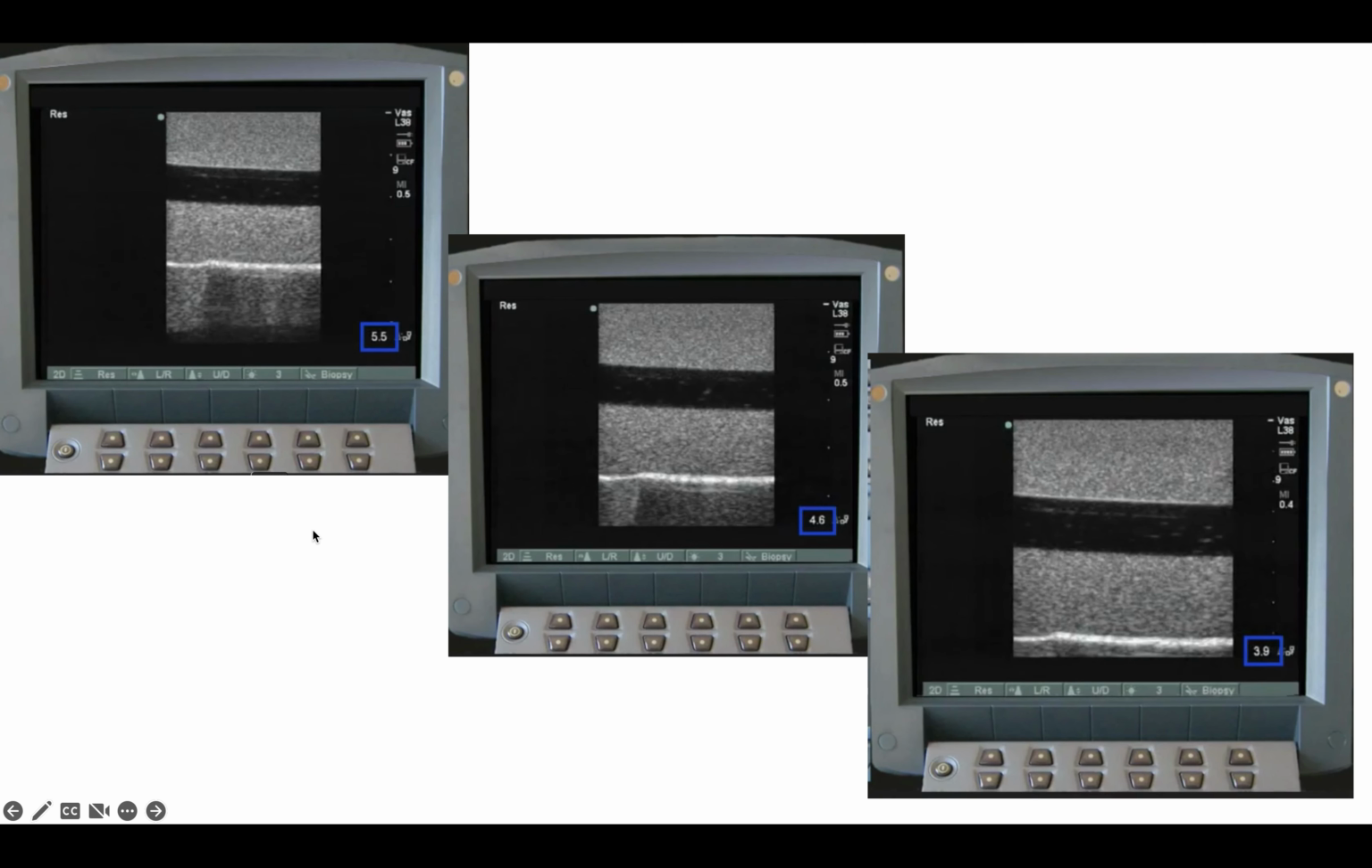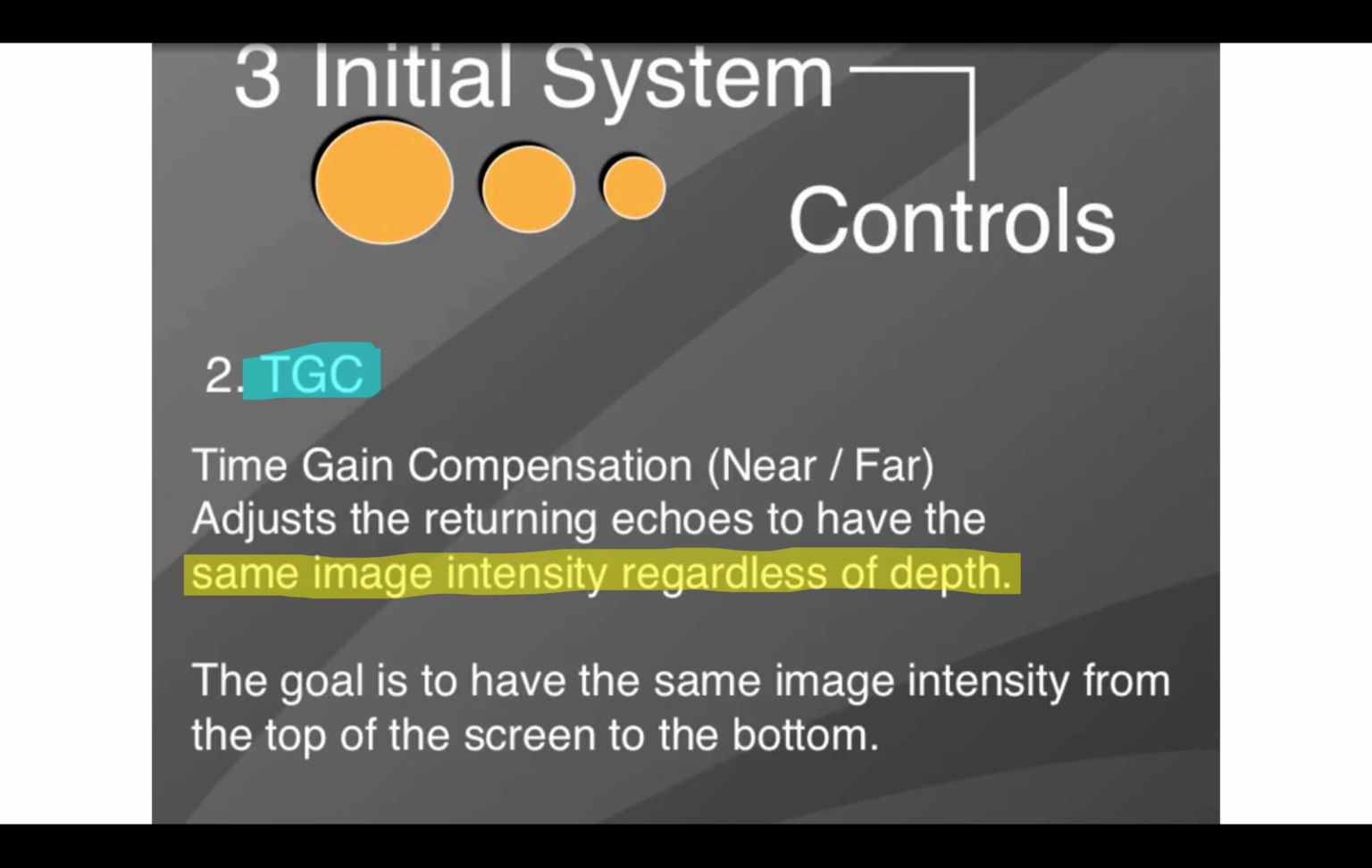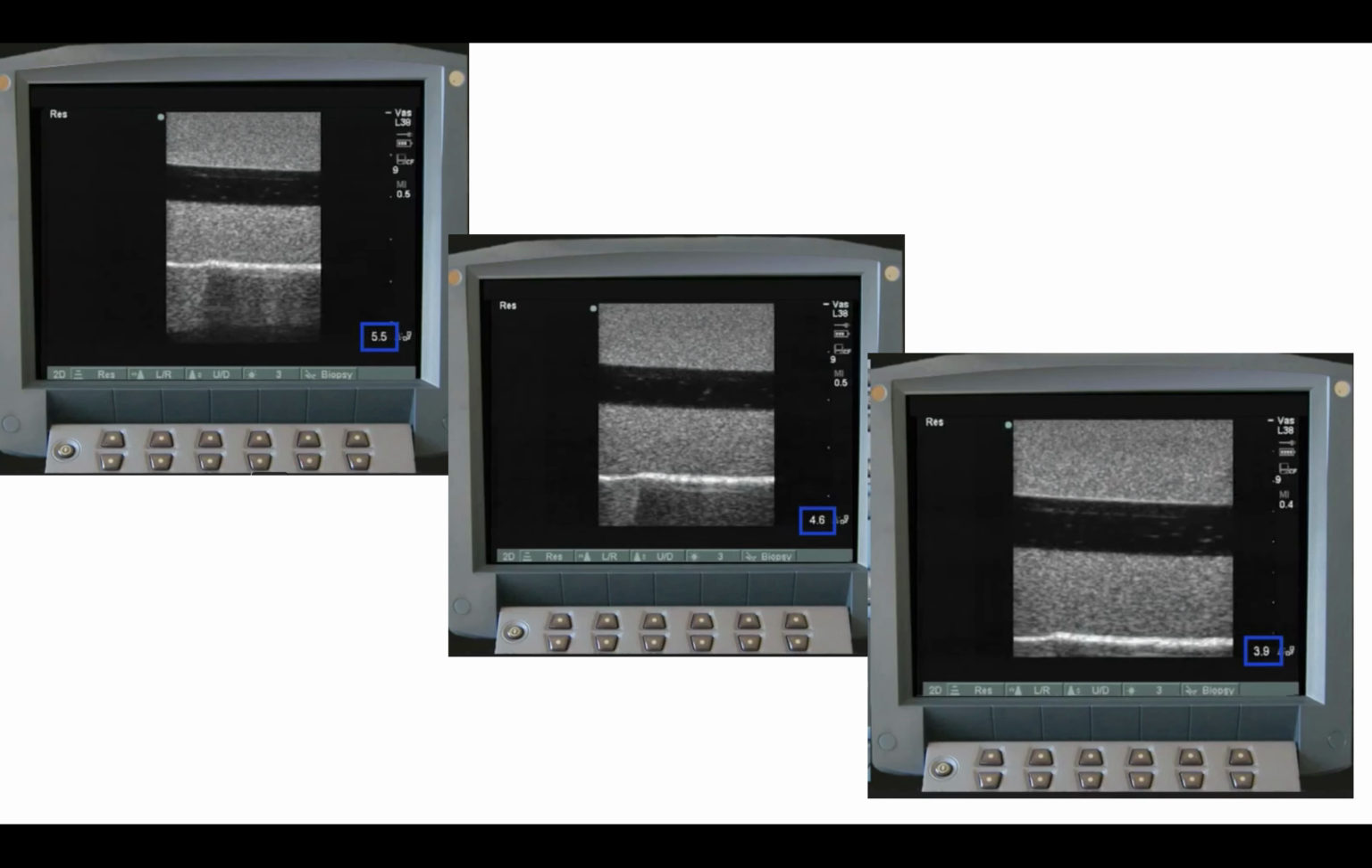So I will demonstrate this. Here we have too much depth, about 5.5 centimeters, right? As we decrease depth, you see that our point of interest, our structure of interest, this vessel, gets bigger and bigger as we go from 5 to 4 and finally to 3 centimeters. As we said, we usually adjust the depth so our point of interest is somewhere in the middle of the screen, which will result in the best picture.